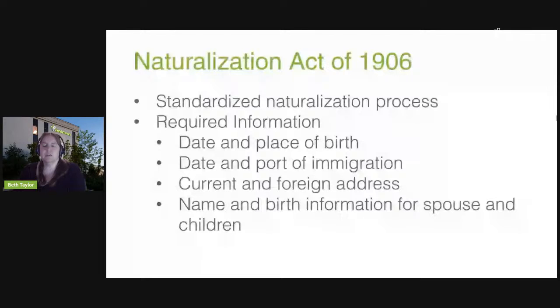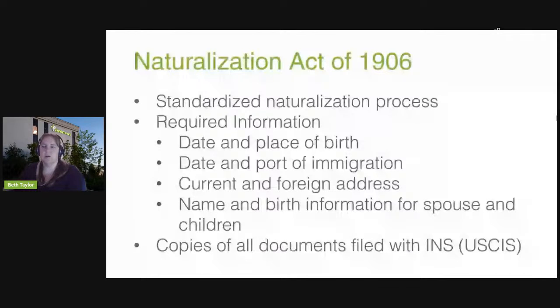However, under the Naturalization Act of 1906, the required information to naturalize includes the date and place of your birth, the date and port of immigration, which means you can go find the passenger list, your current address, your foreign address, and you'll get the name and birth information for your spouse and your children, and oftentimes marriage information as well. So a lot more detail in these post-1906 naturalization records.